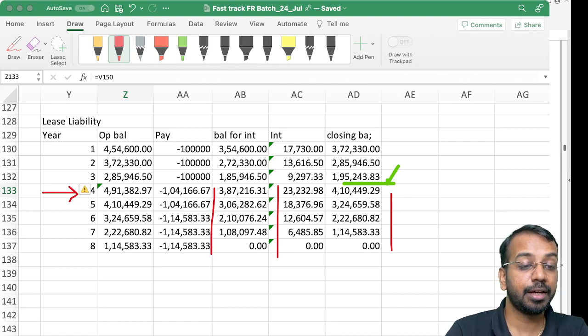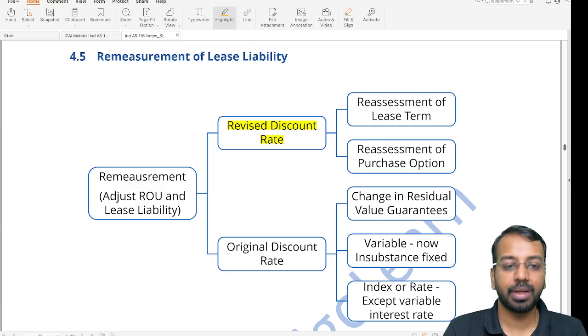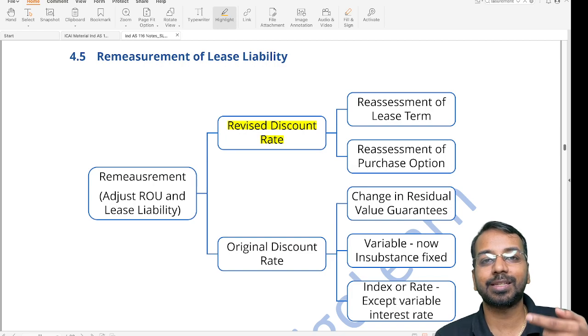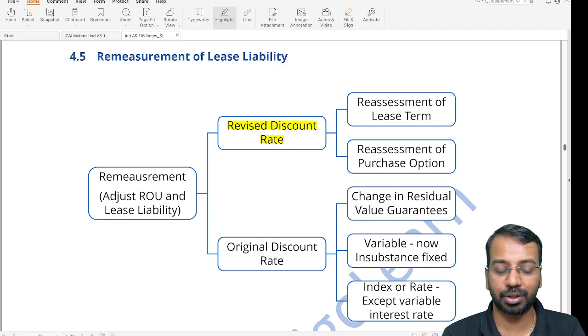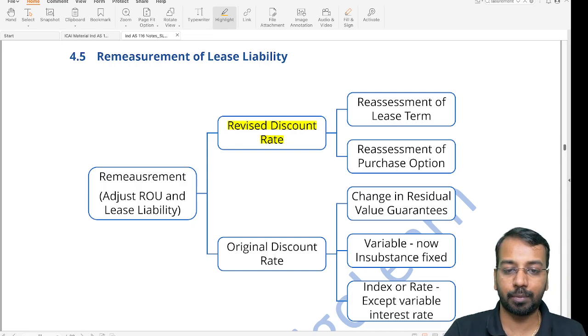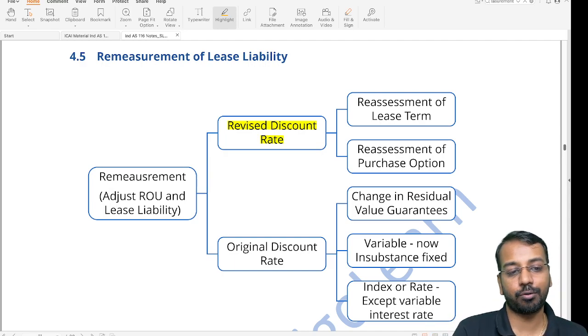So now, with this we cover one very important aspect in lease accounting, which is remeasurement. Whenever we remeasure, you will adjust the ROU asset and lease liability, depending on the criteria, if it is reassessment of lease term or reassessment of purchase option. When you reassess the lease term, you will use the asset for a longer period. When it is a reassessment of purchase option, there also you will use the asset for a longer period. You will use the revised discount rate and increase the lease liability and right of use asset.